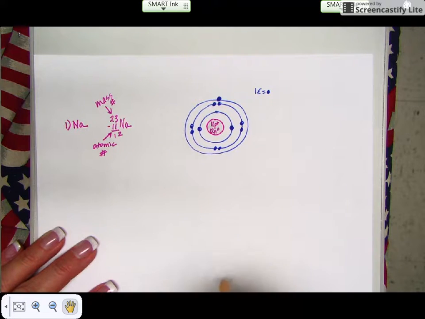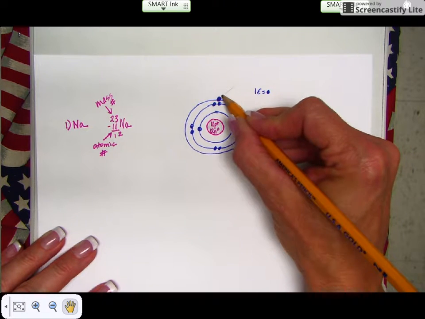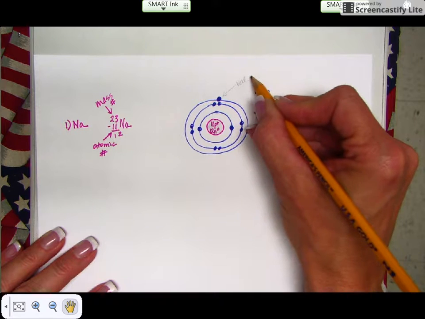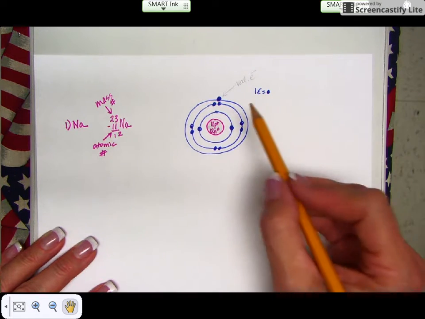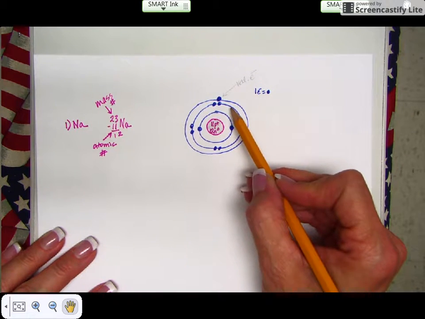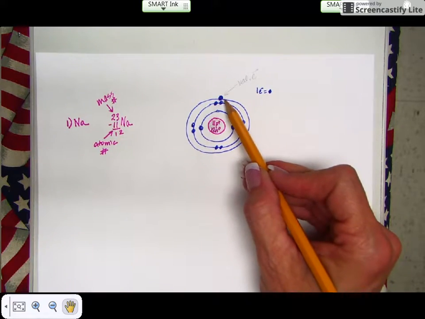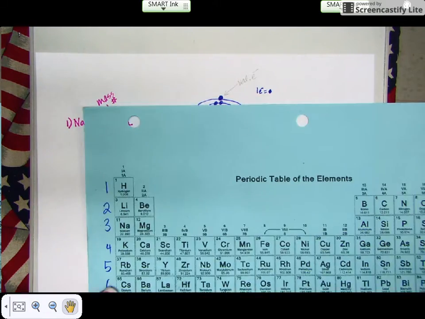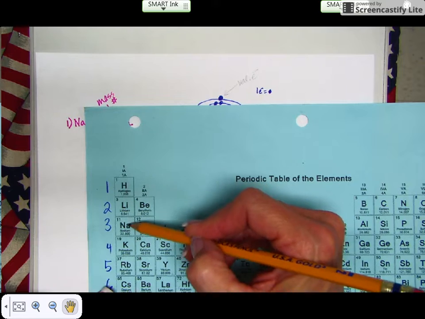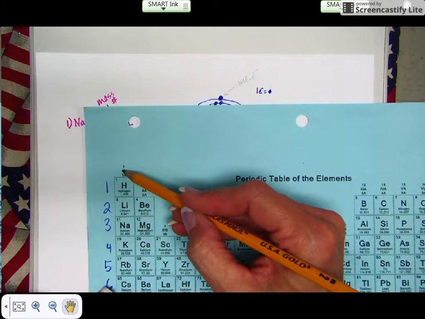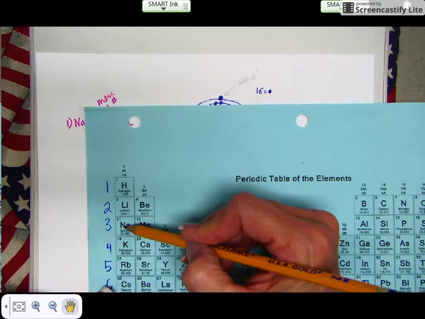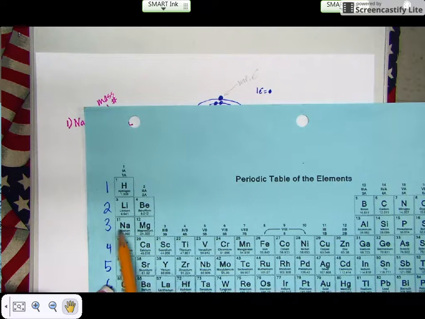Now remember, the outermost electrons are the valence electrons. Since sodium is in group 1A, it should have 1 valence electron. Notice the group number is 1A for sodium, and that group number we learned today tells us the number of valence electrons. So we had 3 energy levels around our nucleus because sodium's in the third period.